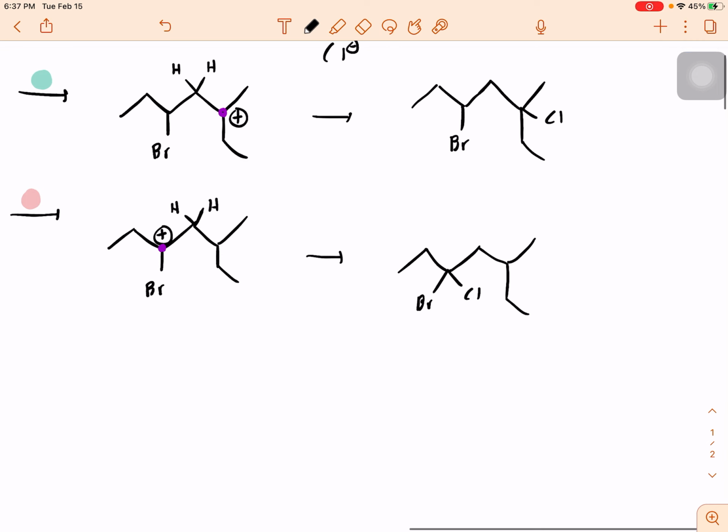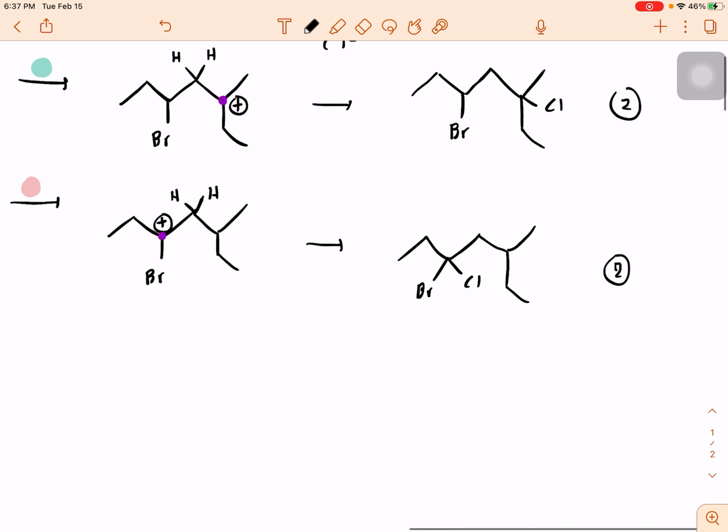But I know that I'm going to have two molecules here because the chlorine's going to be a wedge in one and a dash in the other. I'm going to have two molecules right here, one where the chlorine's going to be a wedge and one where the chlorine's going to be a dash. So now we're going to draw out all of those products.